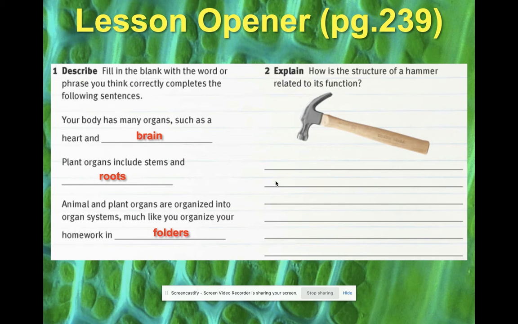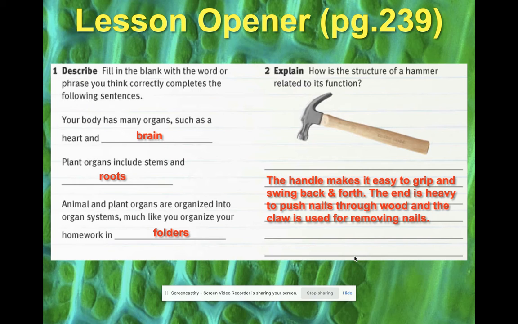All right, let's look at this real quickly too. How is the structure, how the hammer is built, related to the job it does? Okay, well, the handle makes it easy to grip it, to swing it back and forth. The end that you pound with is heavy to push the nails through. And then the opposite end, the claw, can be used to remove nails. So it's built in order to help its job.